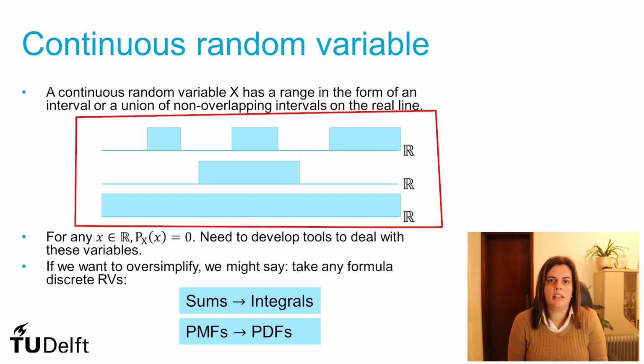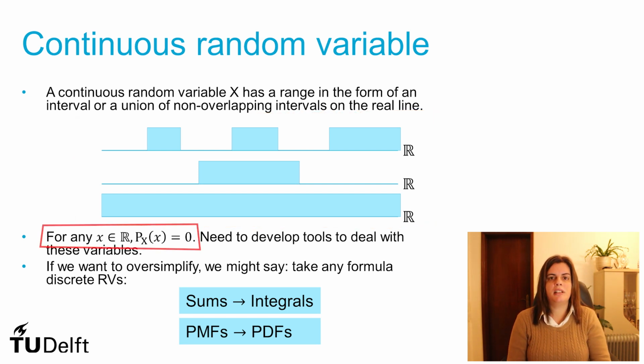Because between any two consecutive numbers in the range, you have an infinite number of other numbers. So the probability that the random variable assumes one of the numbers in the set is actually equal to 0. So we have to find alternative ways to deal with this kind of variables.